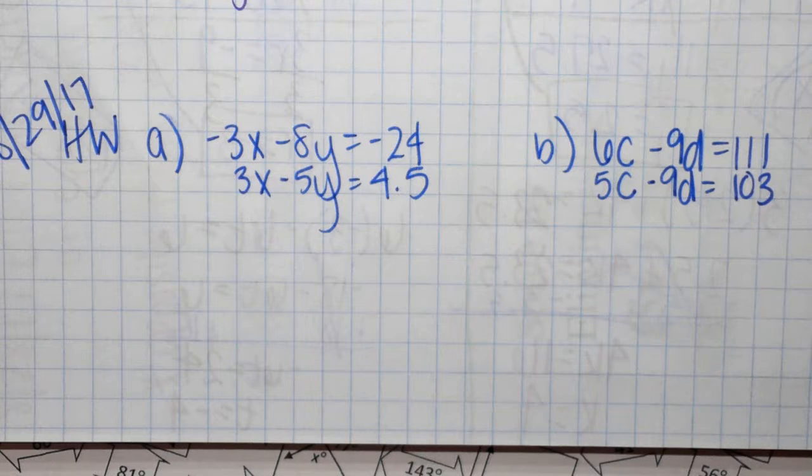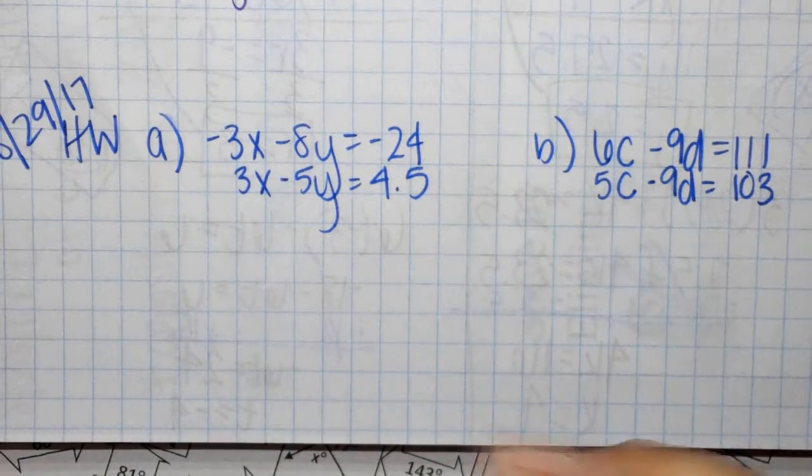Number 8. Now, would we eliminate x or y? Why would we eliminate x? Because they have the same coefficient, but opposite.